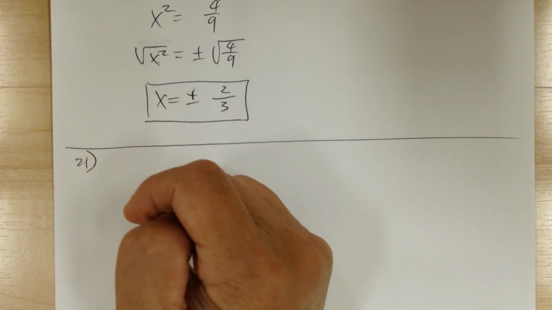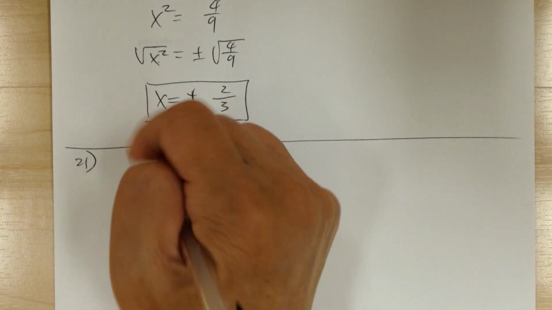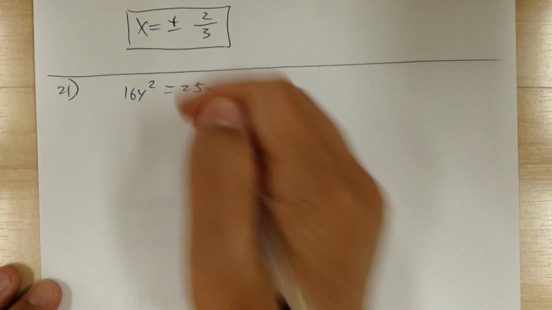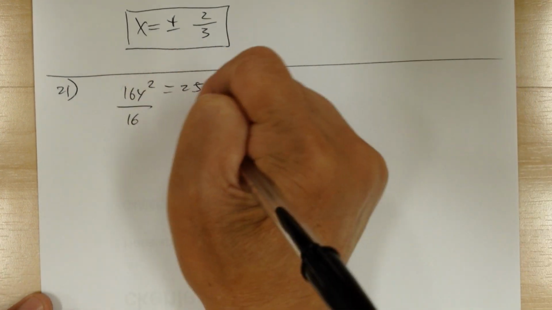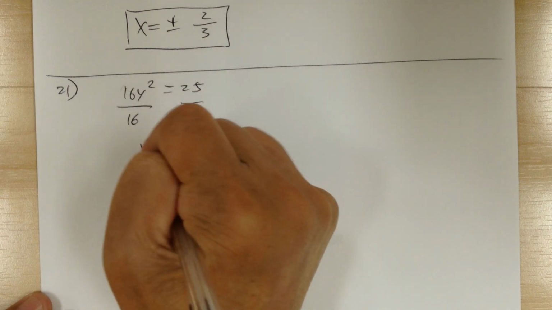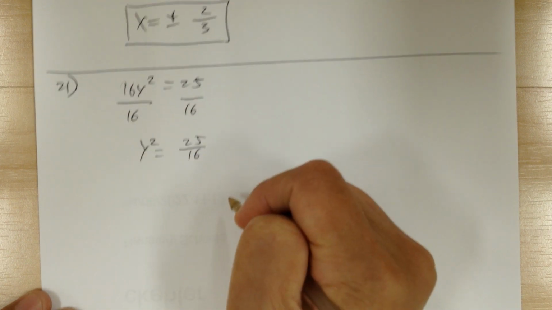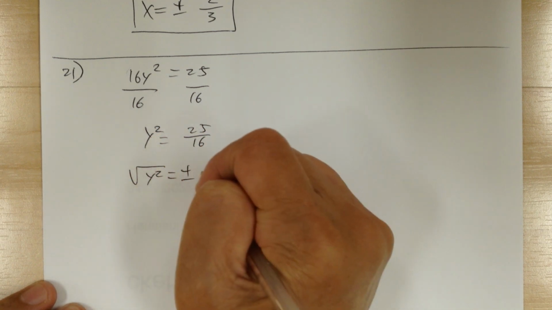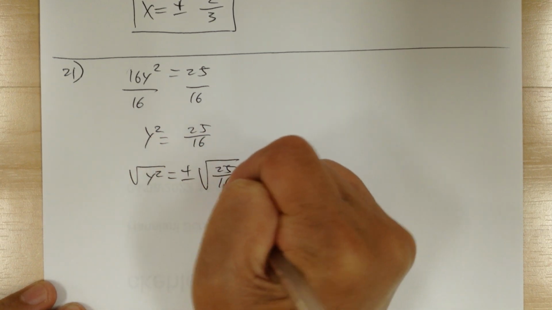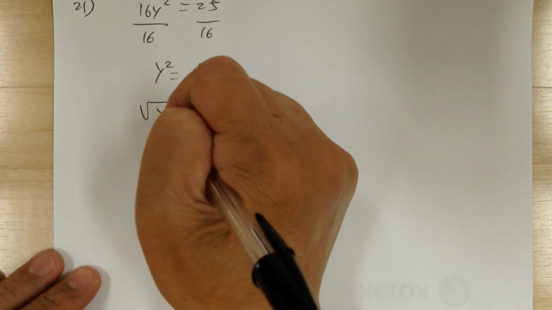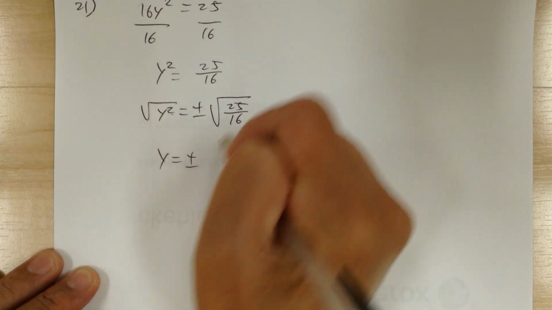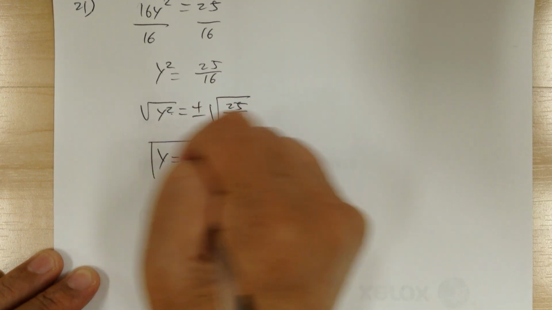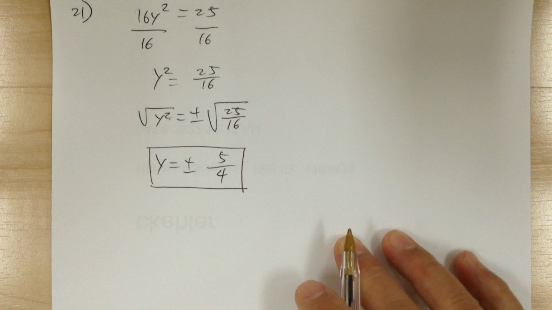Okay, number 21. You got 16y squared equal to 25. So first let's clear out the numbers, so divide by 16. So you got y squared equal to 25 over 16. Take the square root on both sides, and remember to do plus or minus. Then you simplify, square and square root cancel out. And square root of 25 is 5, square root of 16 is 4. Okay, and that's it.